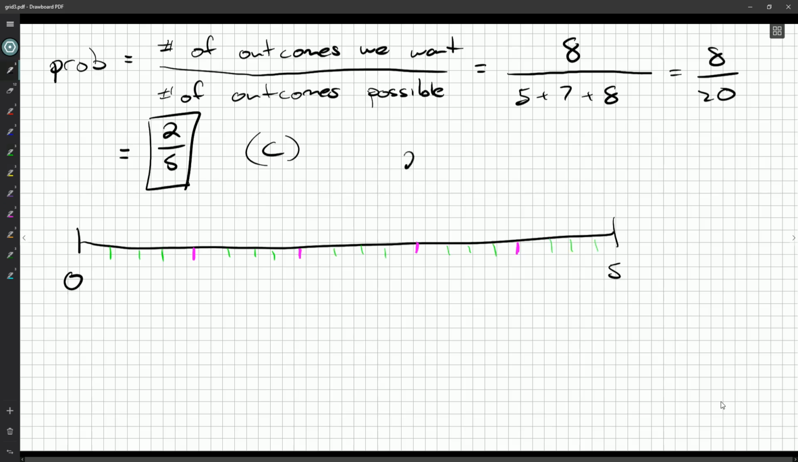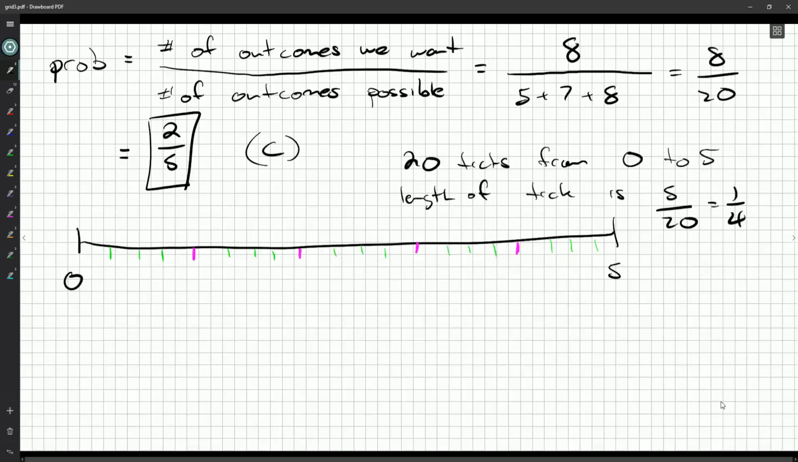So 20 ticks from 0 to 5. They're equal width, so the length of a tick is the total distance 5 divided by 20, which is 1/4. So here's 1/4, here's 1/2, here's 3/4, and so on.